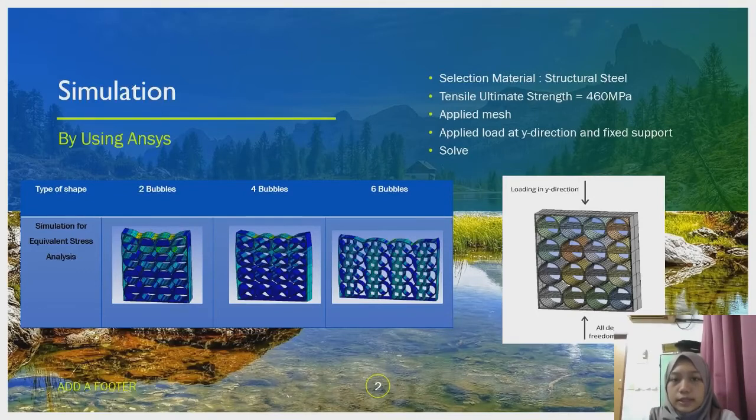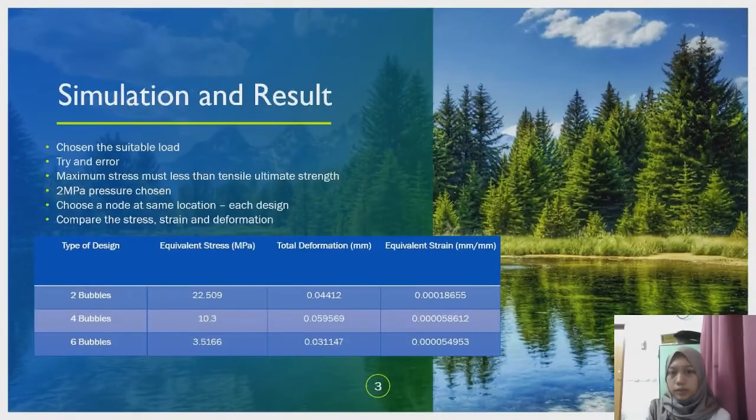We solve the design and find the equivalent stress answers for the designs, which are 2 bubble, as you can see in the table, 4 bubble and 6 bubble. We choose the suitable load for our material and design by using trial and error. Maximum stress must be less than the tensile ultimate strength of the material, which is 460 megapascal. After trial and error, we got 2 megapascal pressure as our load.